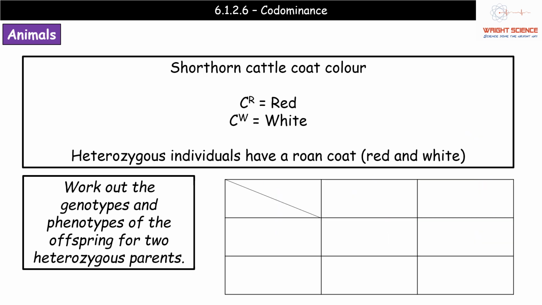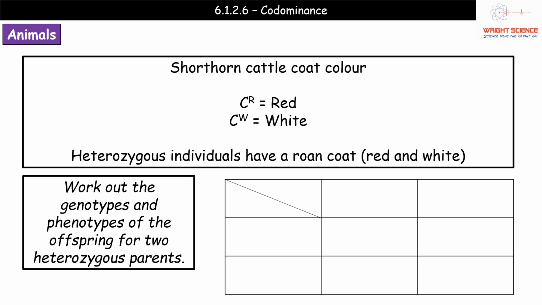Let's have a look at one more example, just go into the animal world for this one. Shorthorn cattle coats. Now we've got two alleles again. Again, it's red and white conveniently. And if they're heterozygous, so if they have one red, one white allele, they have what we term a rowan coat, which is a combination of red and white again.